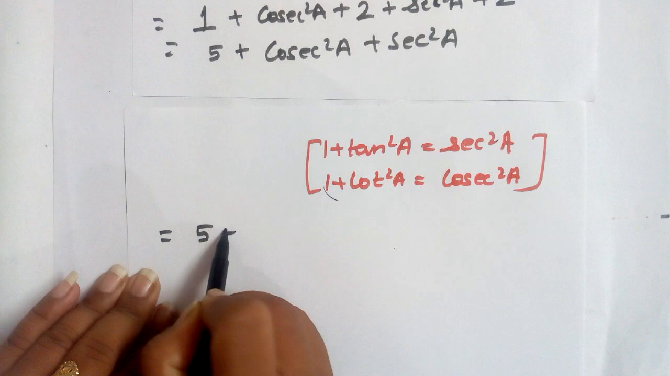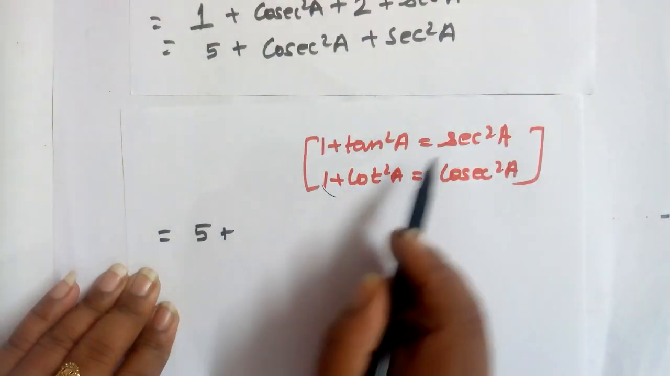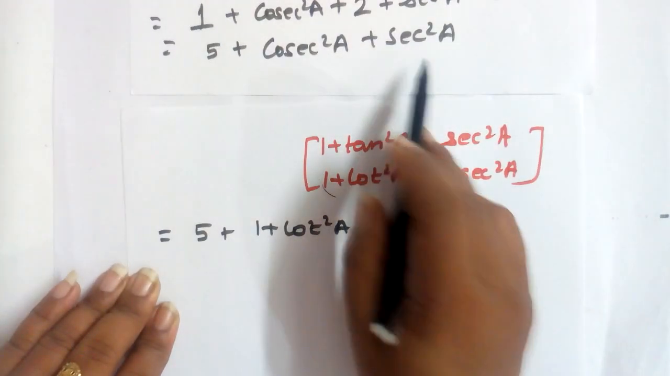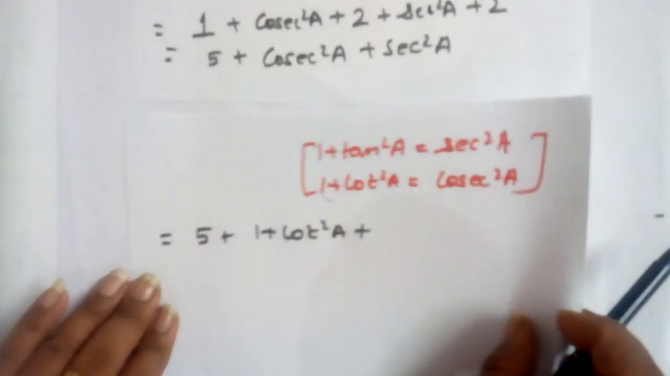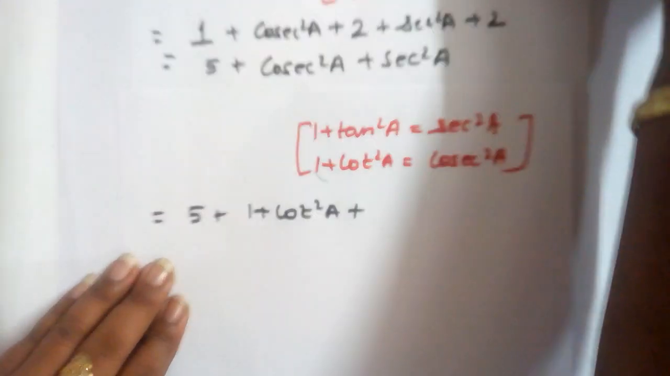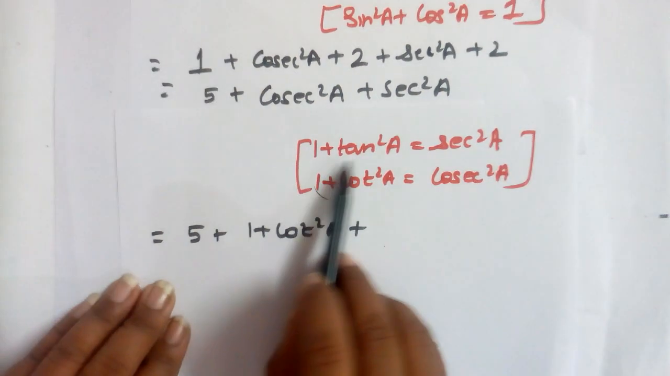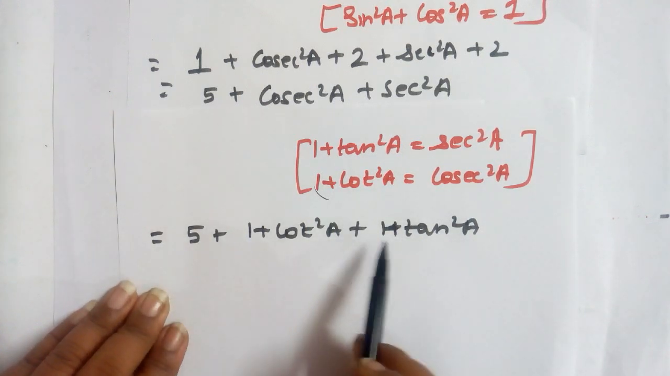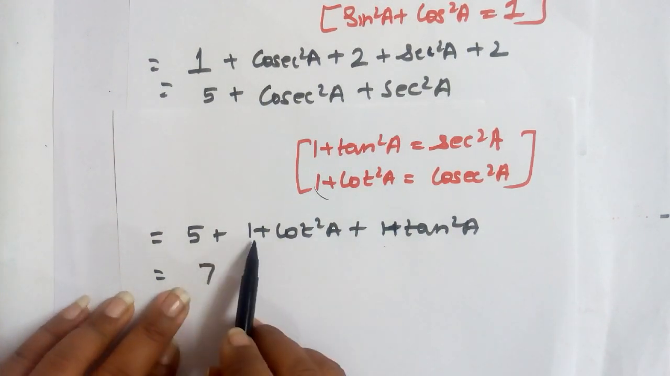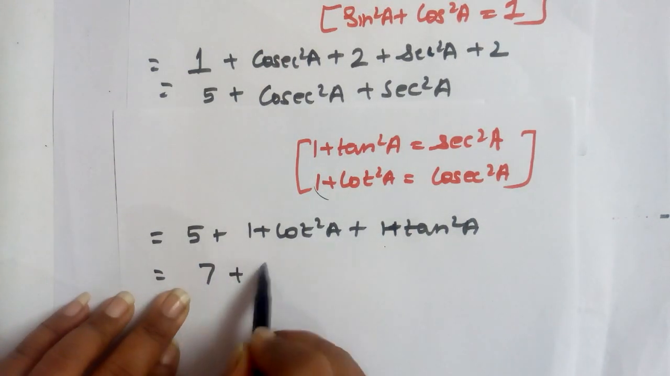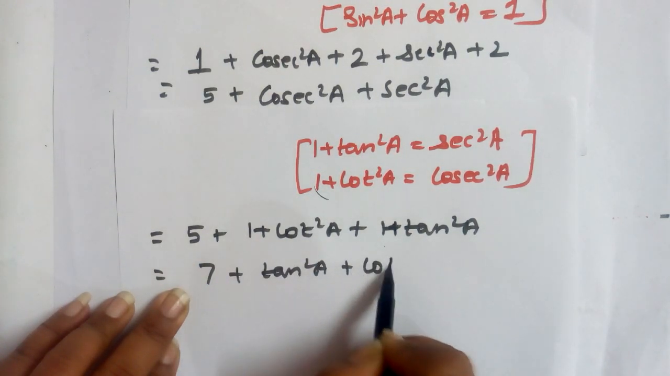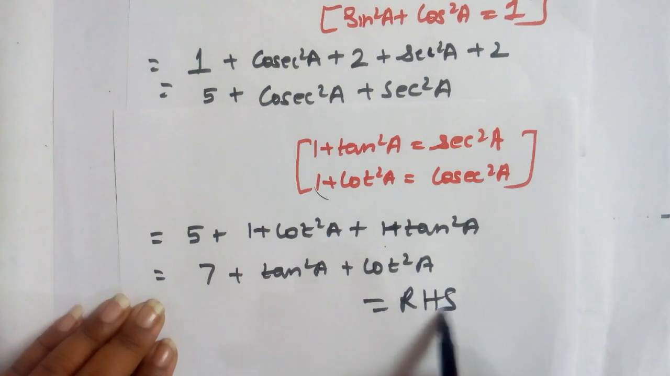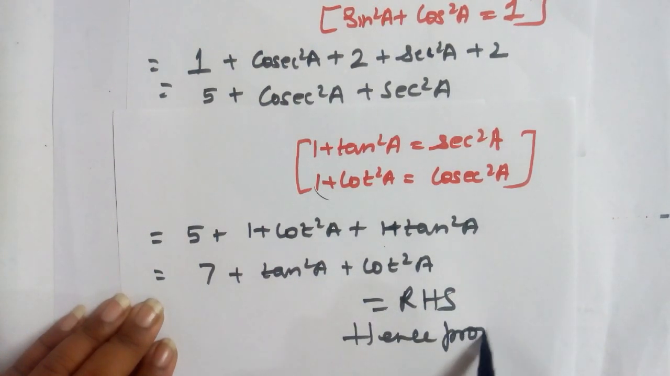So we can write 5 plus, instead of cosec square a, we are going to write 1 plus cot square a, plus sec square a. Instead of sec square a, we are going to write 1 plus tan square a. Now I hope it is clear. Now 5 plus 1 is 6, 6 plus 1 is 7, and plus tan square a plus cot square a, and we have got the result, that is equal to the right hand side. Hence proved.